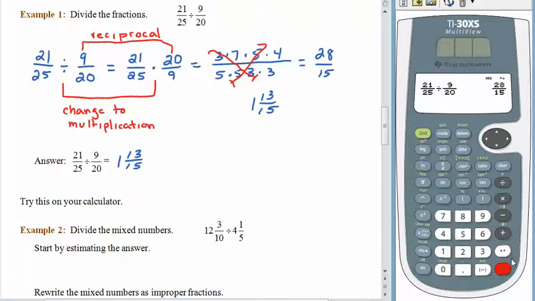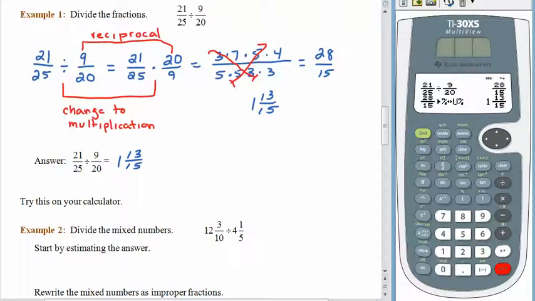Well, there's the 28/15 we had before, and then you remember that the fraction converter is right up here, written on the calculator. And there we are, 1 and 13/15. And so we're feeling pretty good about our answer and about our calculator skills.